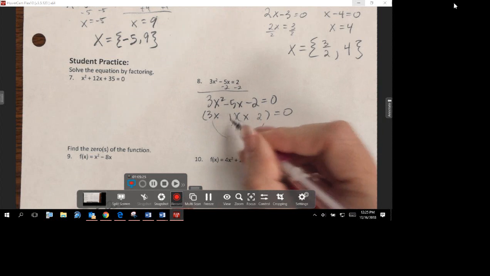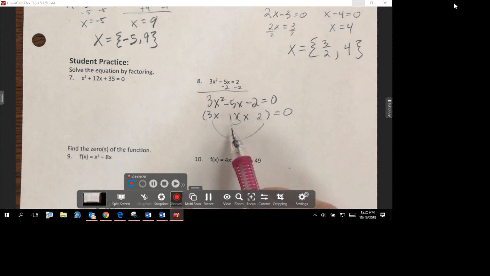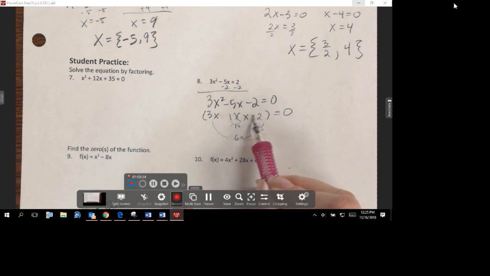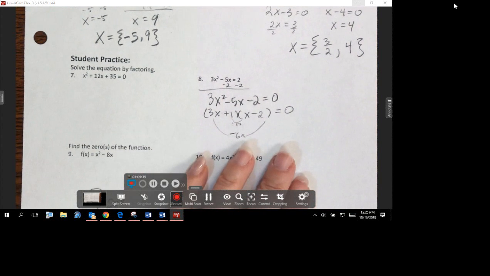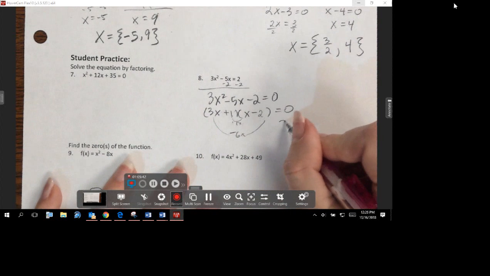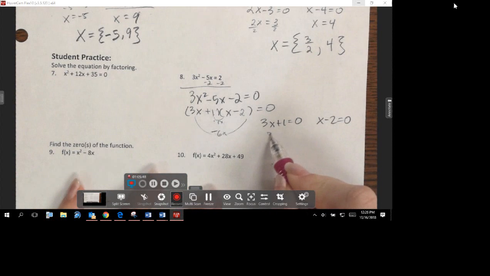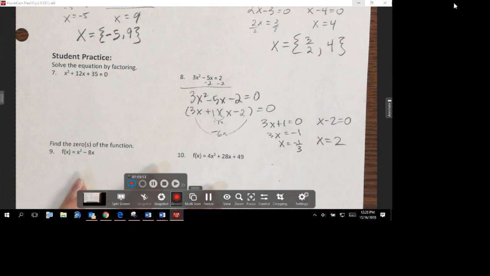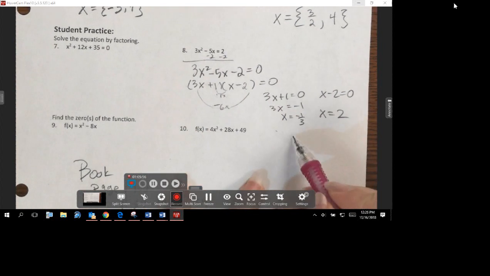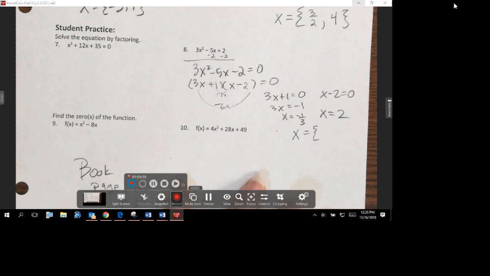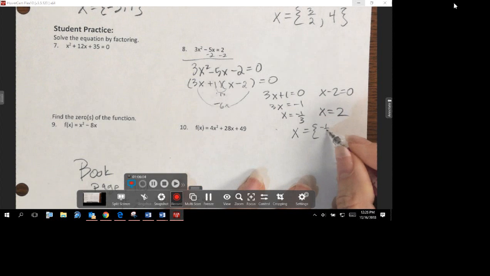So put the 2 here and the 1 here, and we want the bigger number to be negative. So here's a 1x, and the outside is 6x, so I want this outside to be negative. And that will give me a negative 5x in the middle. So we set each factor equal to 0. 3x plus 1 equals 0, and x minus 2 equals 0. Let's solve those. I'm going to write it in a set bracket. Which one's smaller or more negative? Negative 1/3, and then 2.